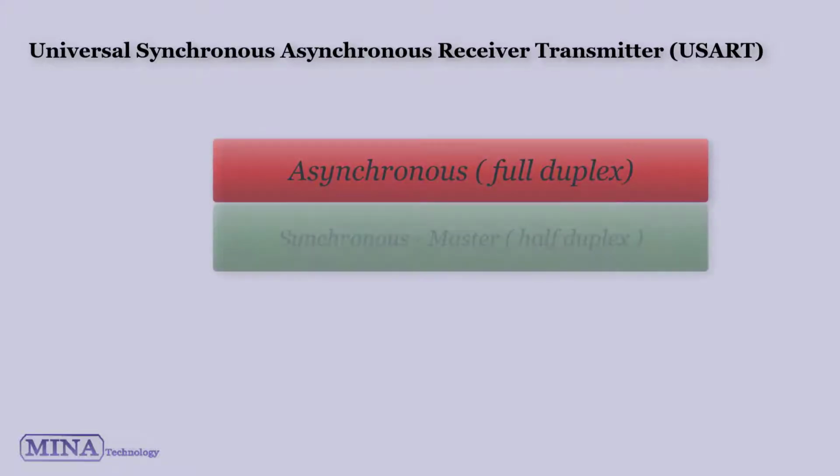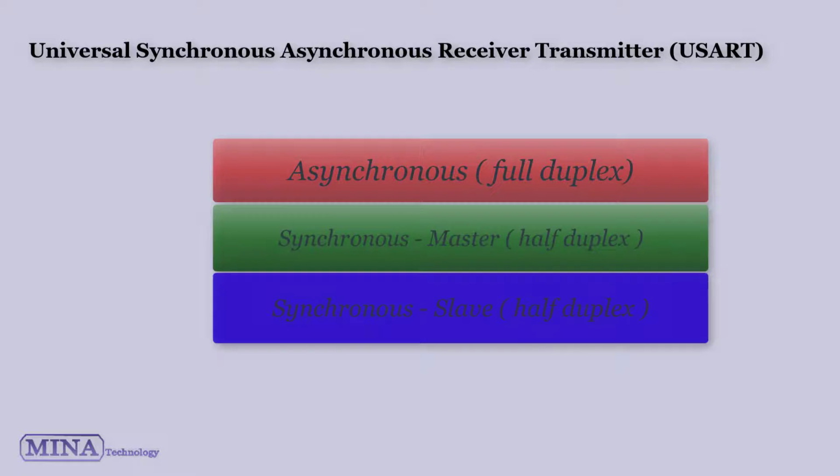The USART can be configured in the following modes: asynchronous full duplex, synchronous master half duplex, synchronous slave half duplex. In this tutorial, we have used asynchronous simplex data transmission.